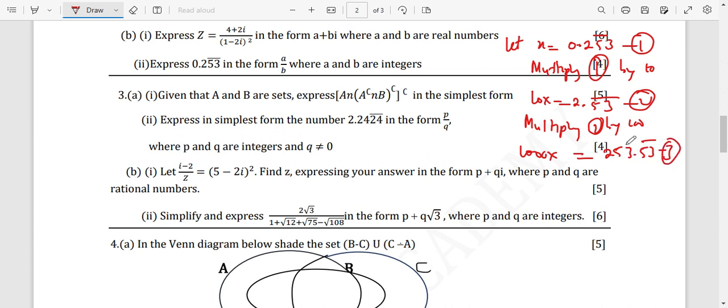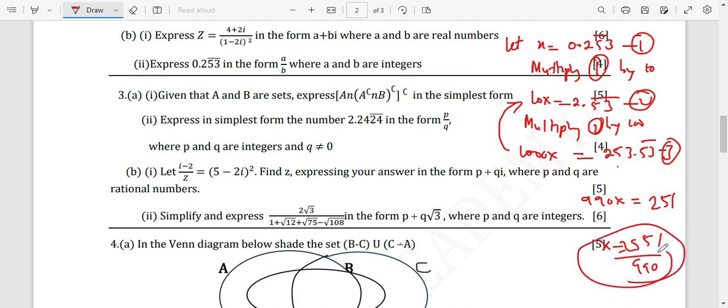So the two equations, where we've got one with the decimal behind the repeating number, and one with the decimal in front of the repeating number. Subtract them. So 1000x minus 10x is 990x. 253.53 minus 2.53 is 251. So x is going to be 251 over 990. So that is it for this.